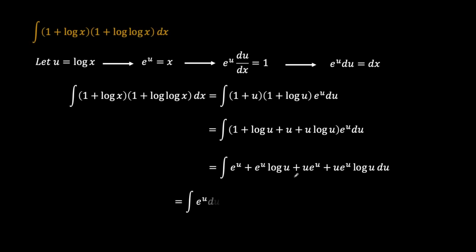So interestingly, there are trivial parts to this problem. What we could do initially is just to separate all these terms into separate integrals. So we have e to the power u, e to the power u times natural logarithm of u, u times e to the power u, and u times e to the power u times natural logarithm of u.